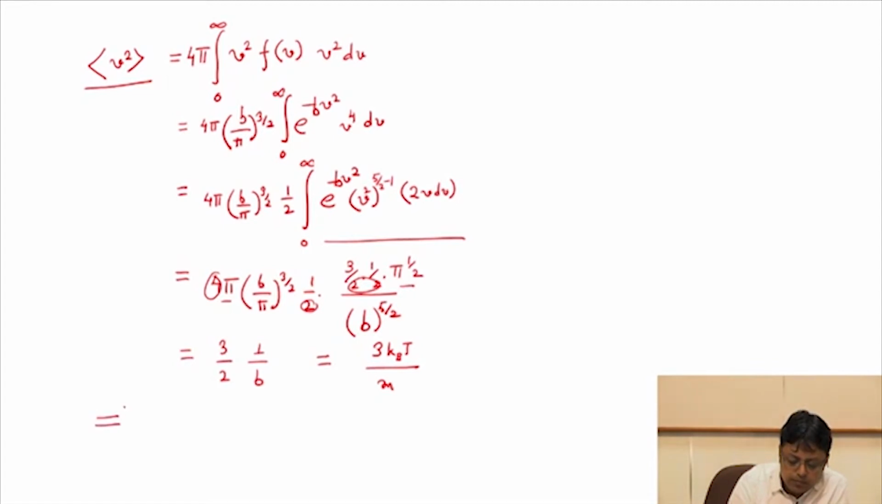So we get, what is b? b is nothing but, we get 3 and 3 cancels here. Basically I'll get m over twice kB T. So this is the value of b.